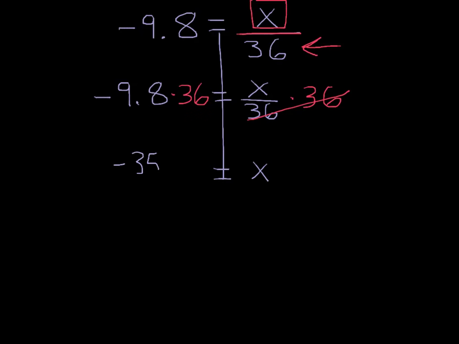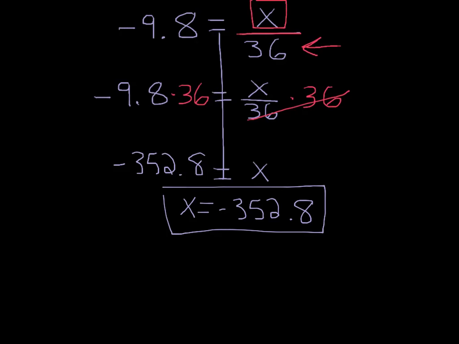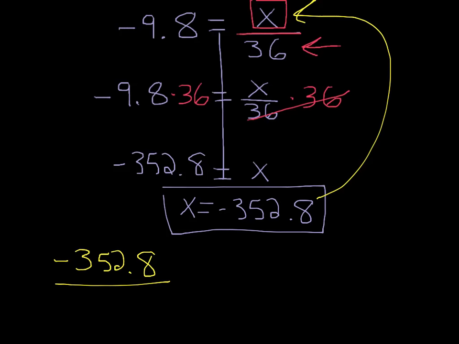So x is left over on the right, and x equals negative 352.8. So if I rewrite it, x equals negative 352.8. And then if you wanted to check it, plug it back in into your fraction and just double check what is negative 352.8 divided by 36. When you divide it, you should get negative 9.8.